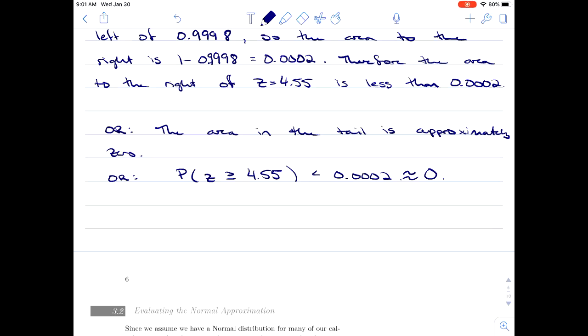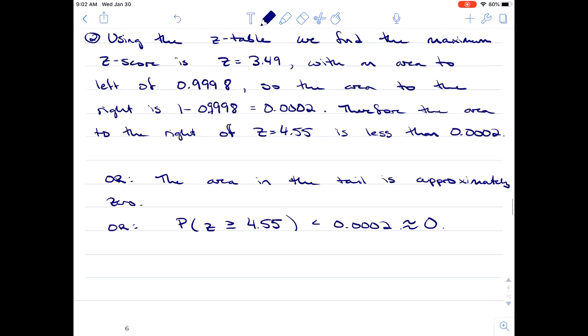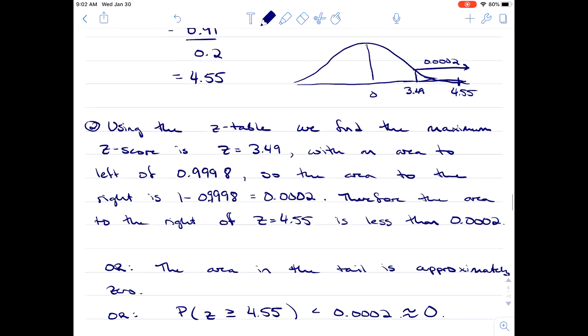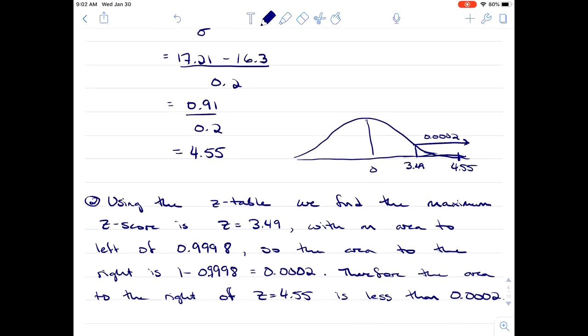What do? It actually makes things easier, right? Because you don't have to write out that huge blurb. You could just jump the gun and say, well, the area in the tail is approximately 0. If you think about this, we were finding the probability of a box weighing more than 17.21 ounces. What's the probability of a box weighing less than 17.21 ounces? Approximately 1, right? Because if you're moving out in the area and the tail is approximately 0, then the area below it must be approximately 1.